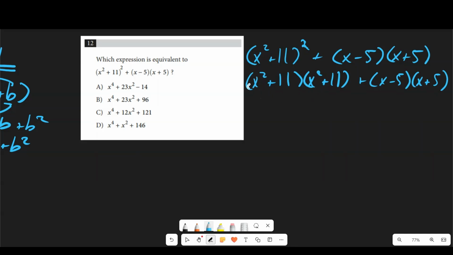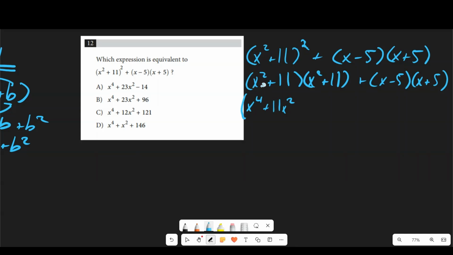We will FOIL these, right? So let's do the first terms. x squared times x squared, that's going to be x to the fourth power. And I'm going to write it all in the parentheses. Then we will have the outer terms, so we would do x squared times 11. That's going to be 11x squared.